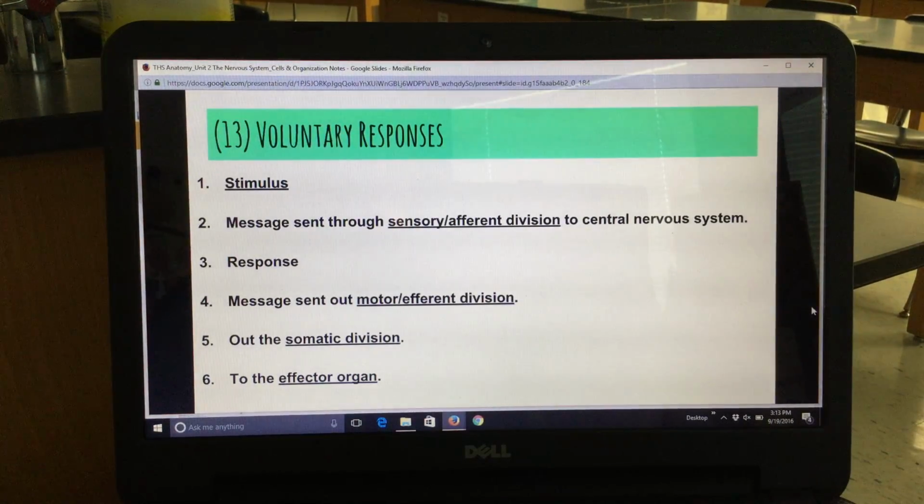So the stimulus is your conscious decision to smack your sister. This message goes through the sensory afferent division to your central nervous system. Your nervous system responds. It sends the message out your motor efferent division. It's voluntary, so it goes out the somatic division to your effector organ. An effector organ just refers to the organ that may do something. In this case, it is the muscles in your arm and your hand which are used to swing backwards and then forward to smack your sister.